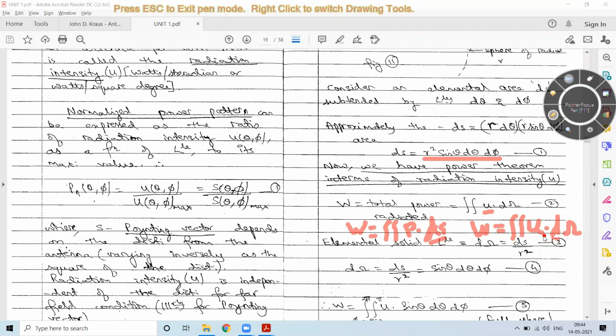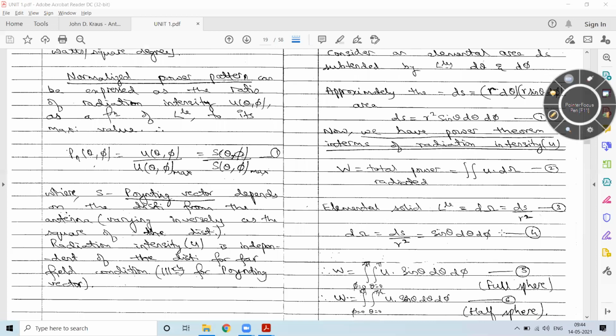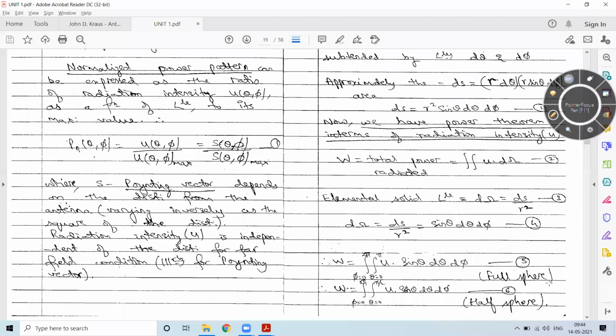But if I know the intensity, then I refer to this double integration with respect to d omega. And what is d omega? d omega is sine theta d theta d phi. So this is the power theorem in terms of power density, and this is the power theorem in terms of radiation intensity. Again, the theta and phi limits have to be identified. If you are considering the full sphere, phi will range from 0 to 2 pi and theta will range from 0 to pi.